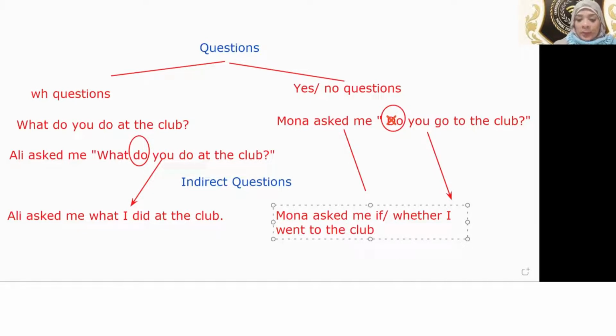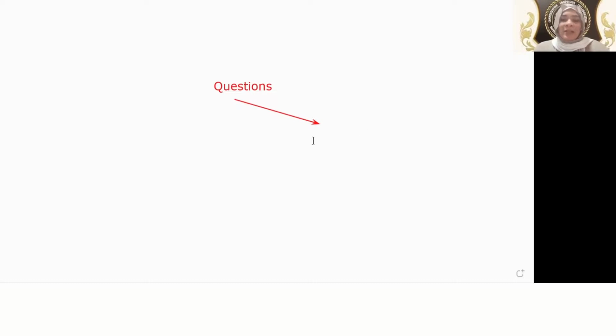Without a question mark, a period. Okay, and here, "I went to the club" is a statement, as you see. It's not a question anymore. Let's complete talking about the yes or no questions. Yes or no questions depend on the helping verbs or the modal verbs.